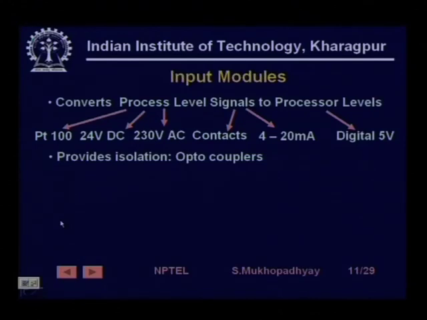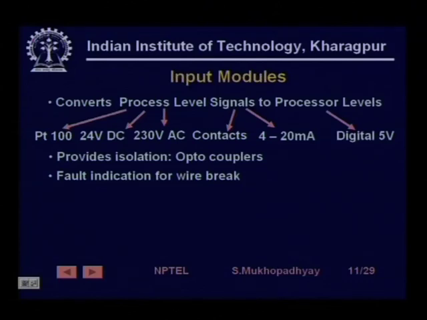Another important job is to provide isolation, because if you expose digital electronics board to 115 volt or 230 volt AC directly, chances are that it will get damaged. So, you have to provide electrical or galvanic isolation using optocouplers. Input modules very often provide that. They provide fault indication, suppose some wire has broken, often they provide fault indication. This is apart from converting process level signals to processor level signals.